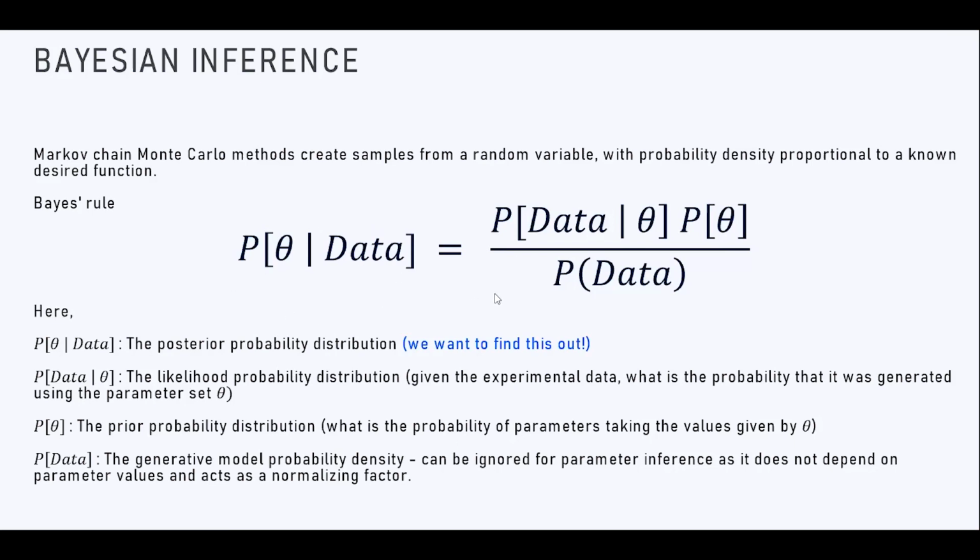Using Bayes' rule, we know that we can write this probability distribution as this on the right, where now let's see what each term here is. So the first one is probability of data given the parameter value.